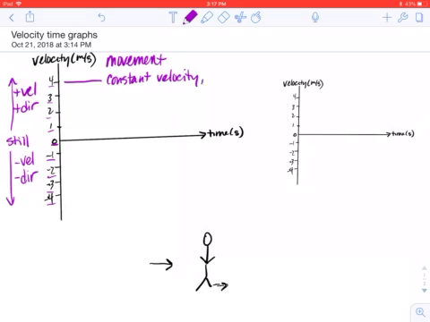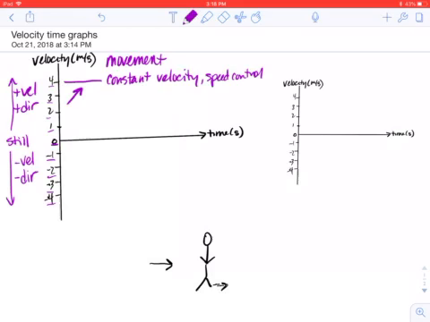And I remind my kids, constant velocity is like having cruise control on your car. You're moving at a constant velocity, keeping the same velocity or speed.